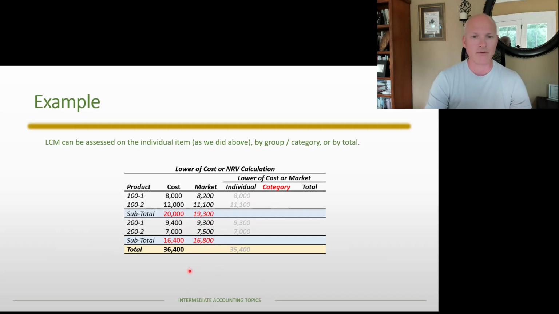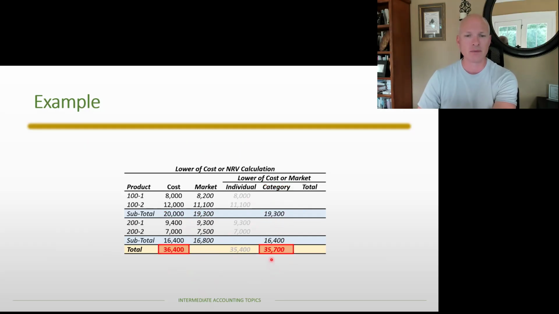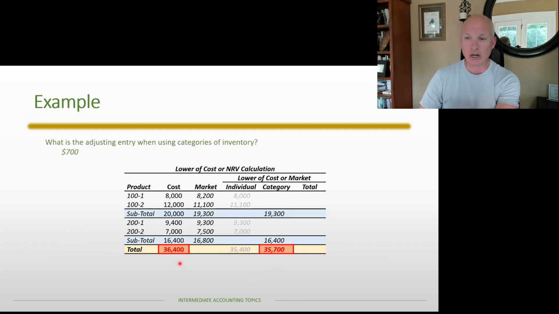When we carry that forward, we carry the lower of the two over, and we add those up. Instead of 35,400, the total between the two subcategories is 35,700. So that difference, instead of being $1,000, is only $700. Our adjusting entry would only be $700 instead of the full 1,000.